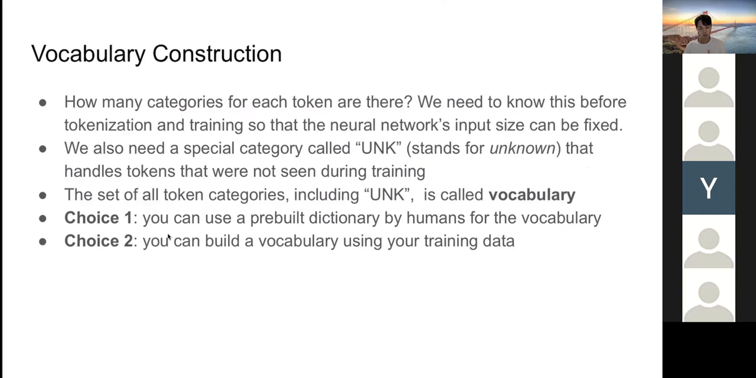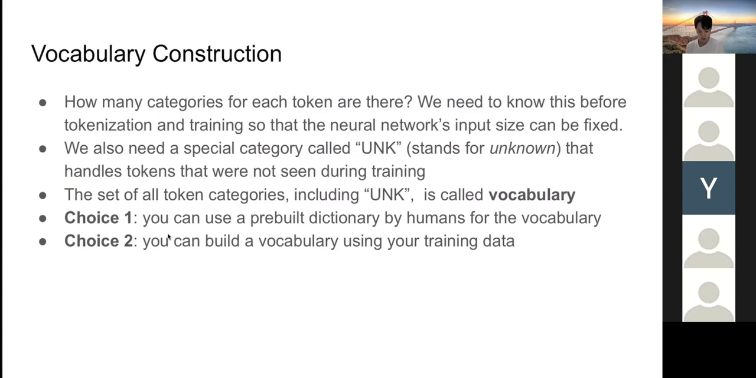But there is one important thing: we need a special category called UNK. It stands for unknown, and it handles tokens that were not seen during training. Why is this important? If you construct the vocab with all the words that you saw in the training data, by definition your vocab will have 100% coverage on your training data, but you will miss some words in the validation or test data because it's almost impossible to cover all the words. You will see some unknown words.